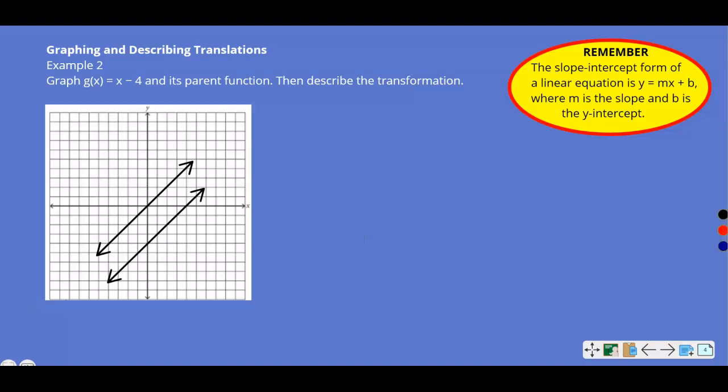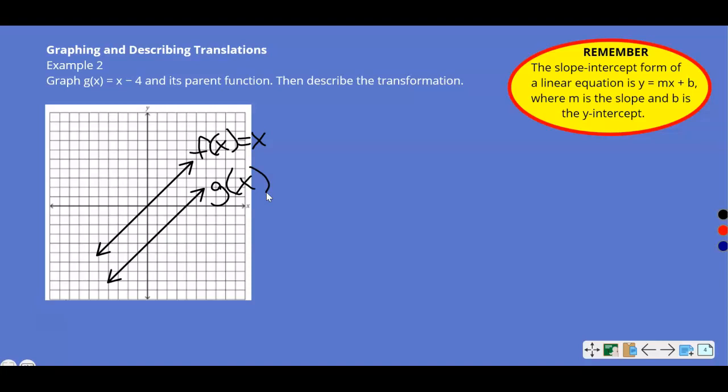All right, so we can say that this is the parent function, f of x equals x, and this is g of x. All right, it says, then describe the transformation. So what do you see? Well, it moved down 4 units. So now they have different y-intercepts. The slopes are the same. They still have a slope of 1. Both of them have a slope of 1.